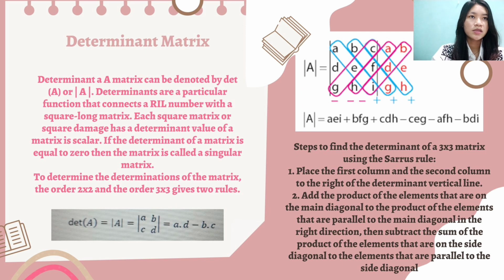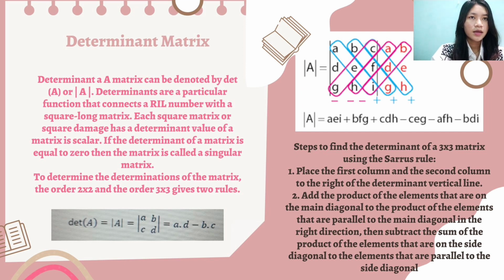To determine the determinants of the matrix, the order 2 times 2 and the order 3 times 3 give us 2 rules. Determinant of order 2 times 2. The determinant of a square matrix with the order 2 times 2 can be calculated the following way. Okay. Open brackets A close brackets equals the matrix with a, b, c, d, which equals a times d minus b times c.